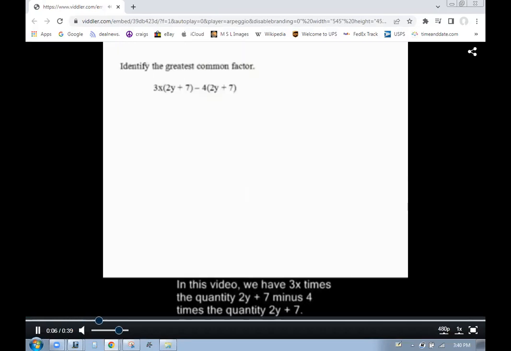In this video, we have 3x times the quantity 2y plus 7 minus 4 times the quantity 2y plus 7. What is the greatest common factor? Well, first note that we have only two terms here, and the common factor is the binomial within parentheses, 2y plus 7. So by inspection, we see that the GCF is the quantity 2y plus 7.